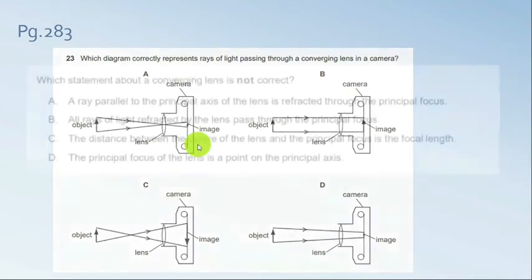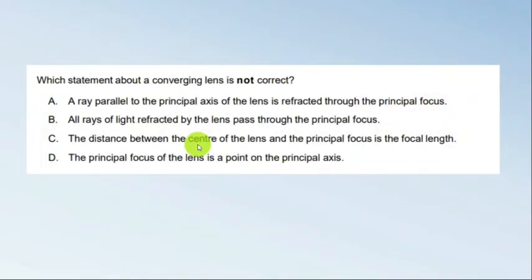Which statement about a converging lens is not correct? Always in these questions, read the answers one by one. The first answer, they want which one is not correct. A ray parallel to the principal axis of the lens is refracted through the principal focus. Yes, always we said that. Here's the lens. A ray that is parallel will refract through the principal focus. This one is always correct.